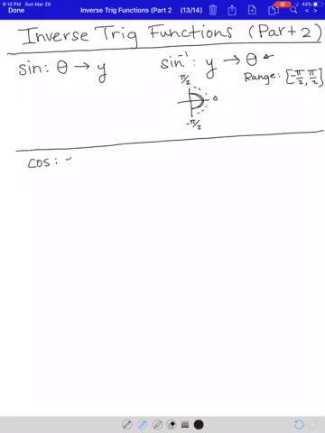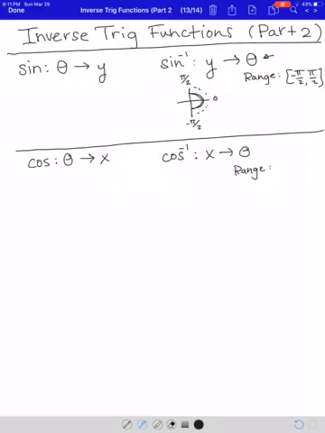So cosine takes an angle theta and sends it to a real number. Let's call it x, because after all, cosine is the function that takes our angle and sends it to the x-coordinate of the point on that unit circle. And cosine inverse is going to have the opposite action. It takes x and sends it to theta. And we want to figure out what kind of theta values we are going to get. In other words, what is the range of this function?